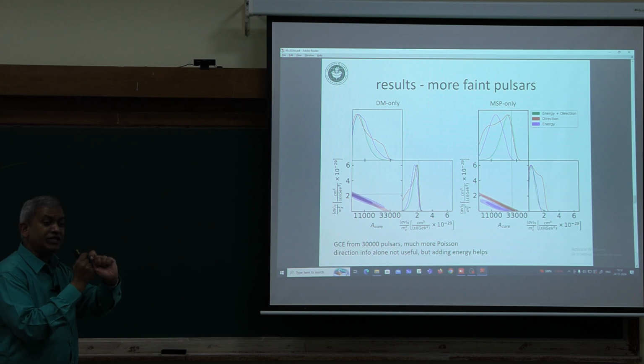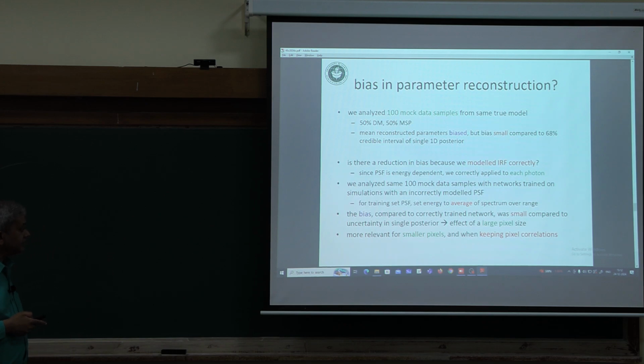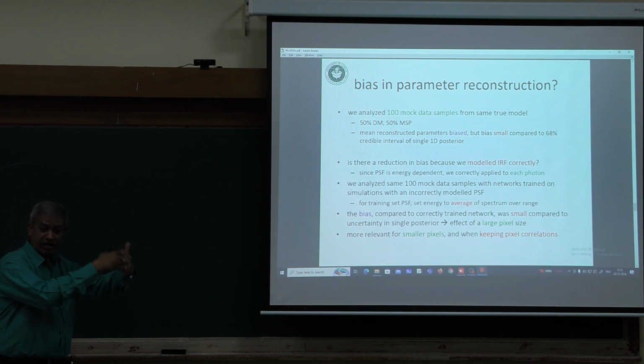But it's the correlations between them that give you a handle on it. So another example you can look at in terms of bias is to see how much the bias changes because we modeled the instrument response function correctly. Remember, the way we modeled the instrument response function, both in training the neural networks and in generating the mock data to be analyzed, is that for each photon I had its true energy, and I varied its direction based on the angular resolution, which is a function of that energy.